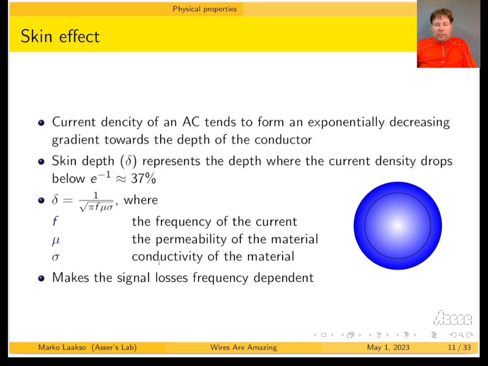The conductivity of the material is one factor. It's not necessarily that intuitive, but the more conductive the material, the thinner the skin effect is. Although it would be easier to flow here in the middle, actually the thin layer is enough to conduct that. And the skin effect makes the signal losses frequency dependent. That's something to keep in mind for complex waveforms.